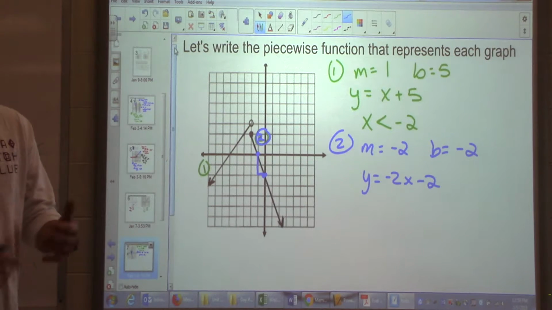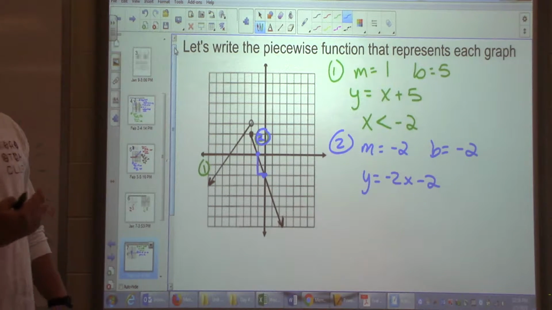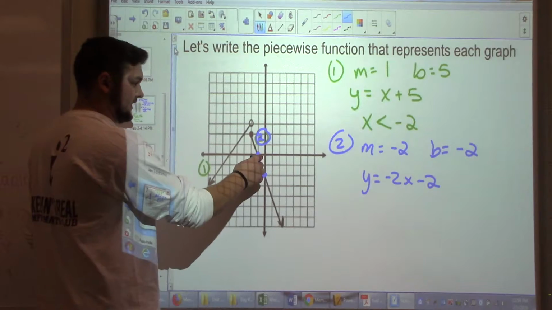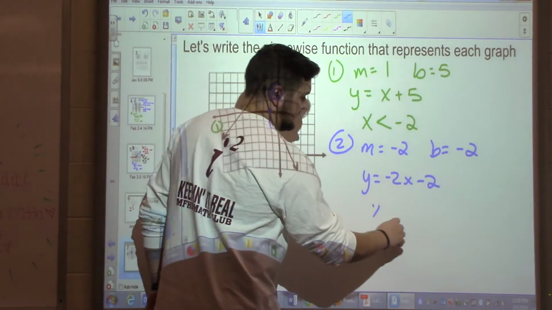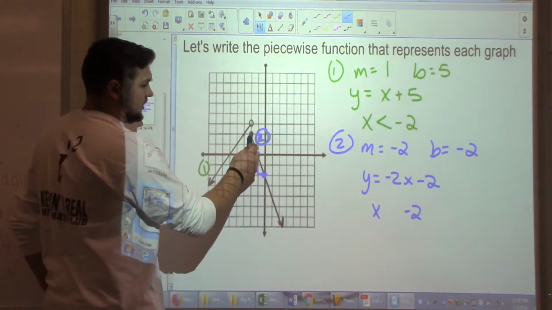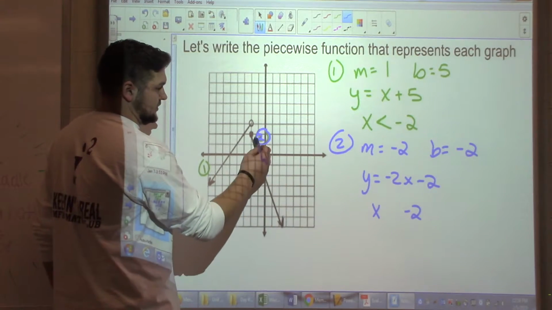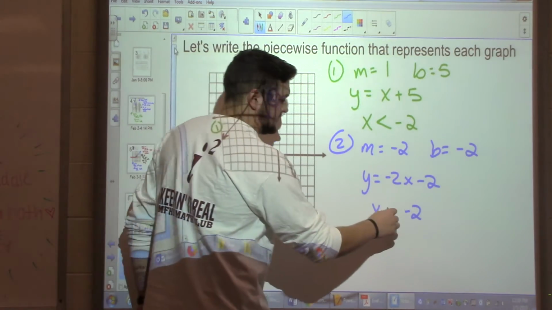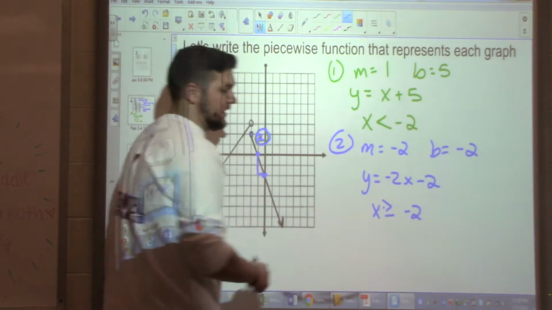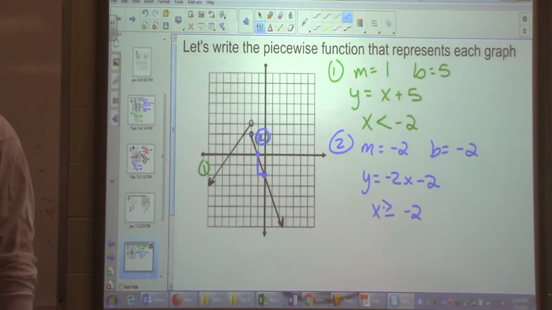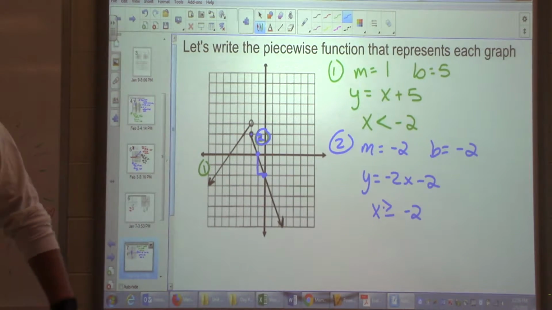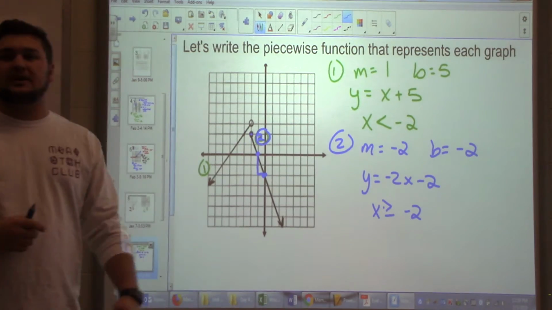And I need to figure out where does this happen? Where's my endpoint? It's at -2. And I know it's going greater than -2, and it's also filled in, so it's or equal to. So x is greater than or equal to -2. Okay? I found everything I need now to write my piecewise function.